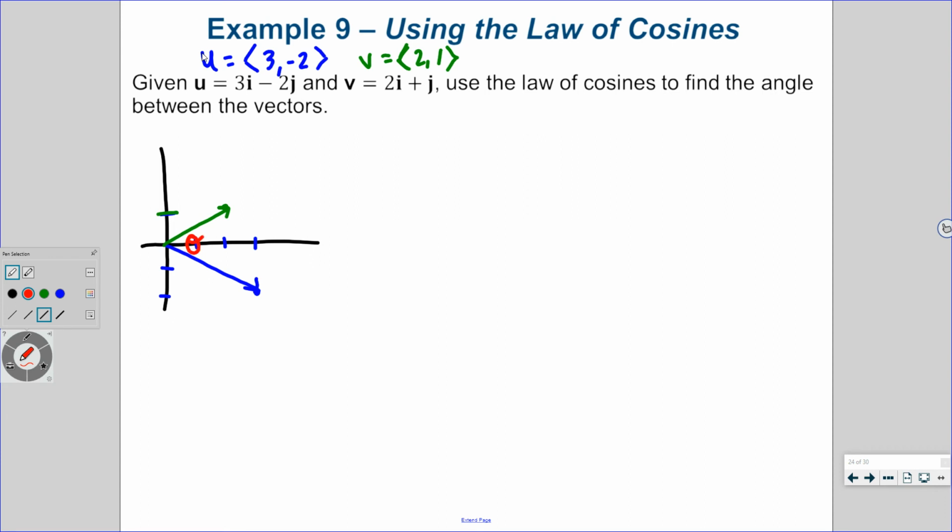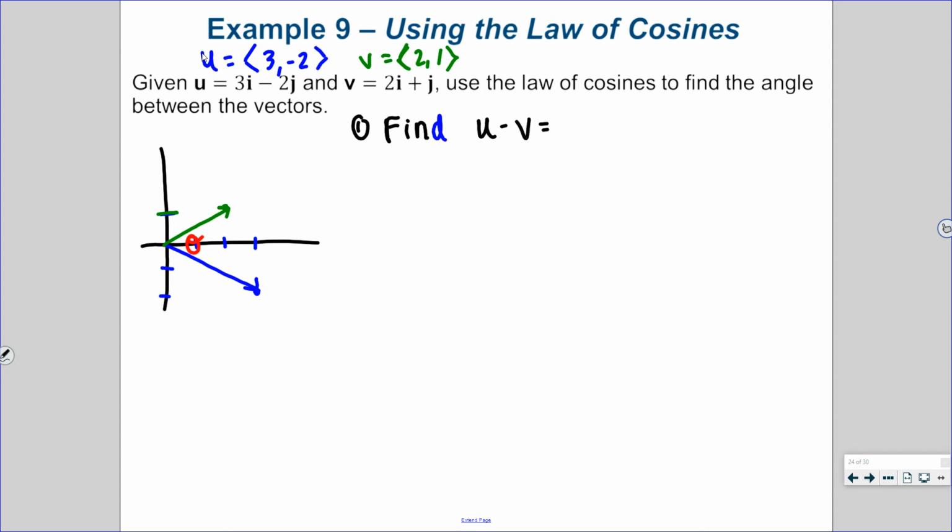You've got to find the magnitude. Okay, first, before we find the magnitude, let's figure out the third side to form this triangle. Wait, can we just do u minus v? V minus u. No, we can't. First, we gotta find it. U minus v.